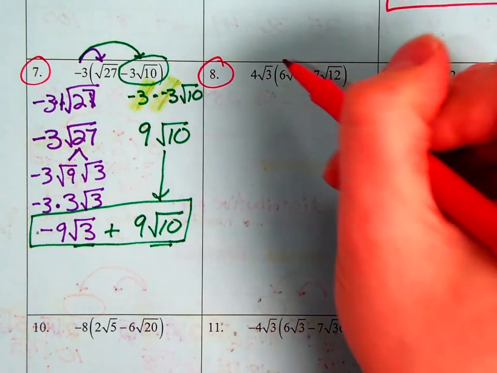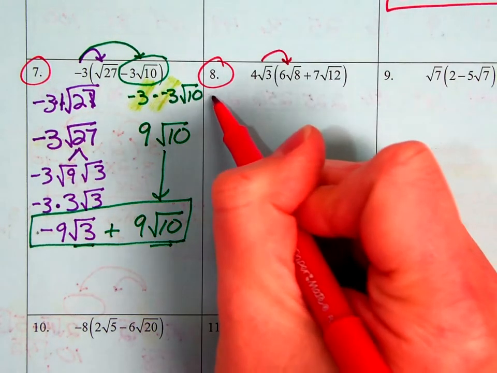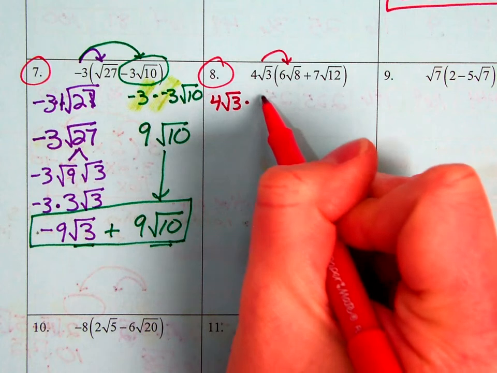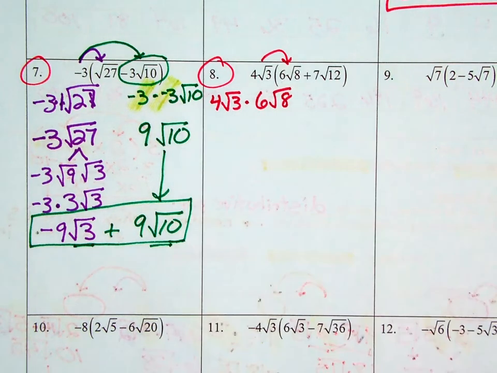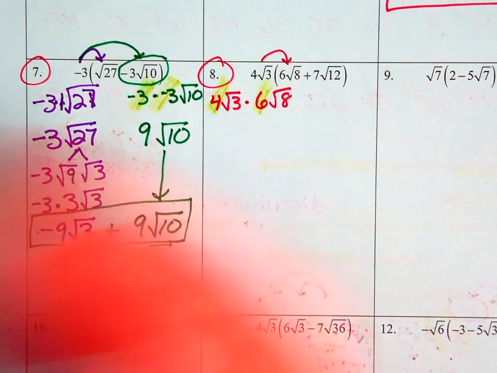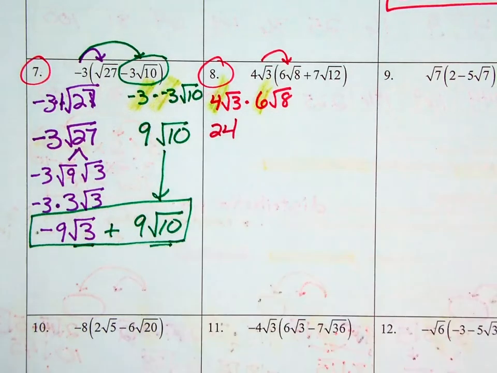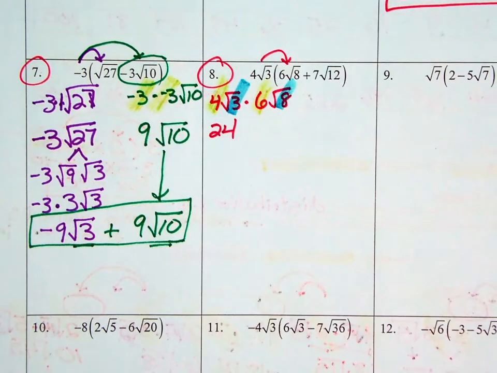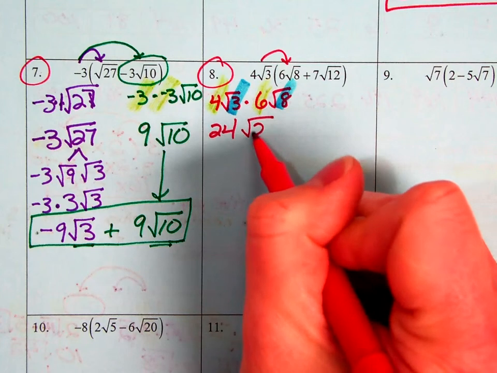All right, so number 8, starting out the same way, right? We distribute the first thing, which is 4 square root of 3 times 6 square root of 8. The outside numbers can get multiplied together, so 4 times 6 is 24. And then 3 times 8 would give me 24 as well.